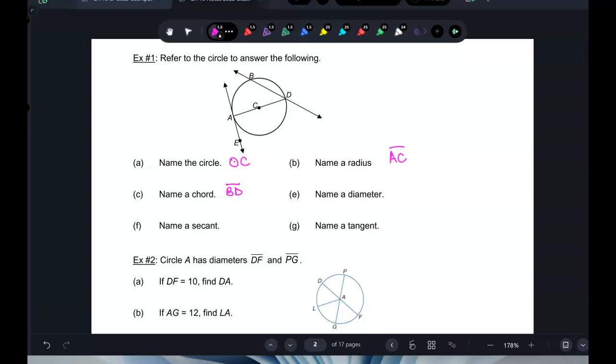What's a chord again? Just the line. It's just a segment that has 2 points on the circle.